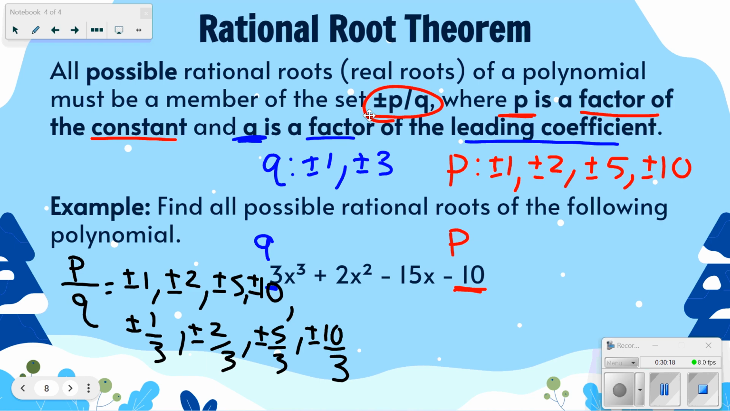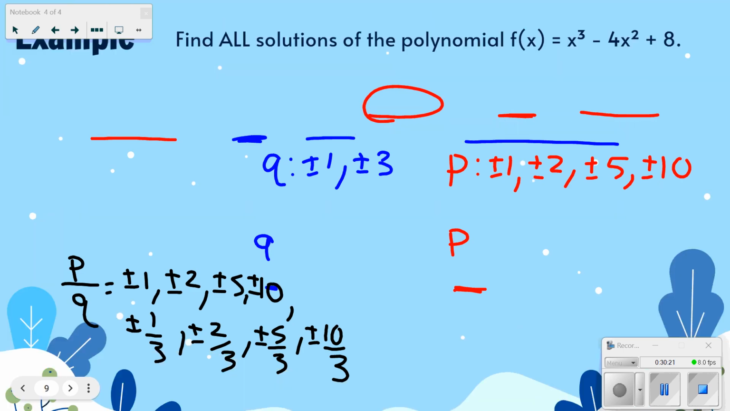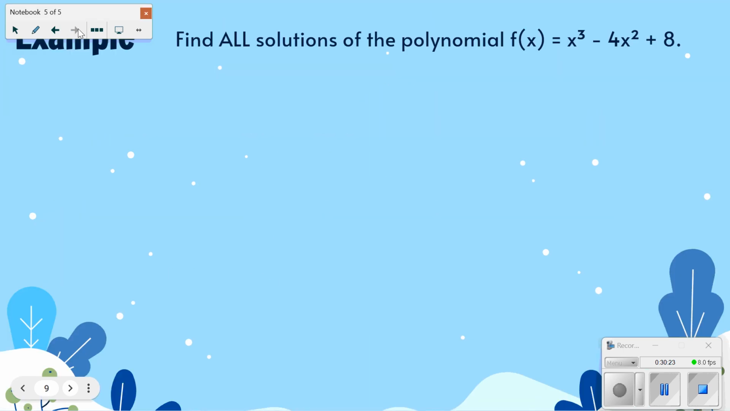Are you ready to see it? Okay. So take a second, jot this problem down, and then see something you maybe are noticing about this polynomial. Alright, so we have x cubed minus 4x squared plus 8. What's something you noticed about this polynomial if we want to find the solutions?